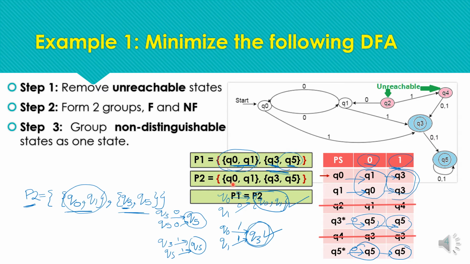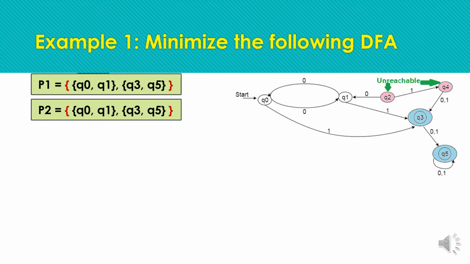The first group comprises Q0 and Q1, and the second group comprises Q3 and Q5. Okay, so the resulting minimized DFA will be of two states only. Here each set is representing one group. So as we have two sets, the final minimized DFA will have two states only. So this is the last example.